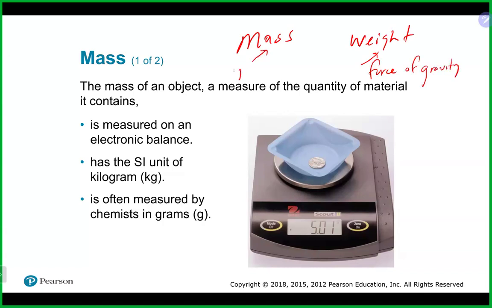This one is independent of gravity. So one of the ways that we measure mass is on a balance, and a balance is what we see there. That's an electronic balance. Balance is a fancy word for a scale. Yeah, so that's basically what that is.